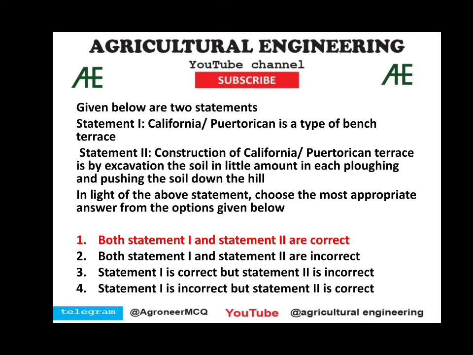Given are two statements. California Puerto Rican terrace is a type of bench terrace. Statement 2, construction of California Puerto Rican terrace is by excavating the soil in little amount in each ploughing and pushing the soil down the hill. So both statements are correct. Before that you should know what is meant by California terrace, so you just search about that terrace.